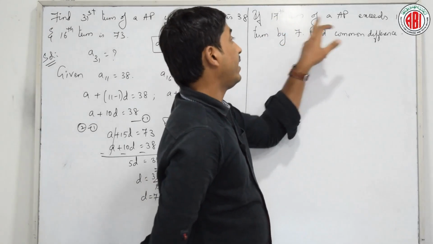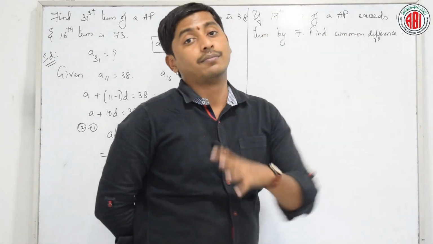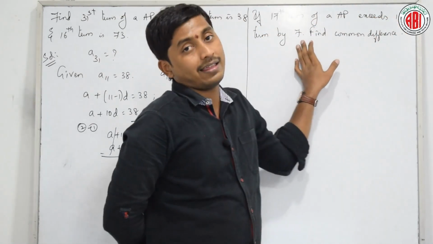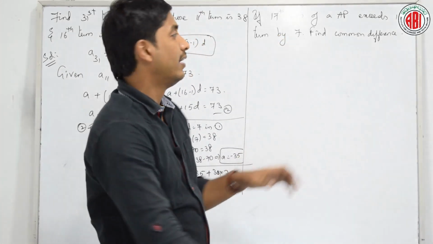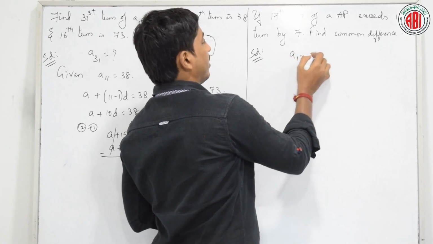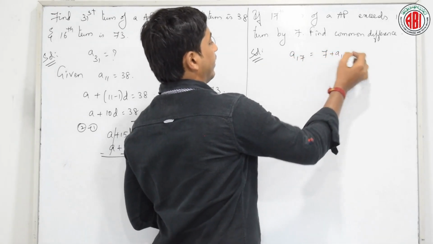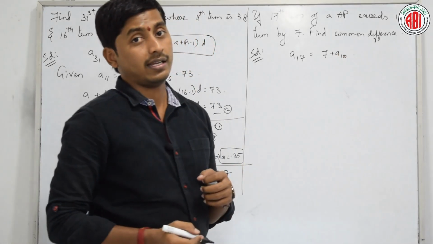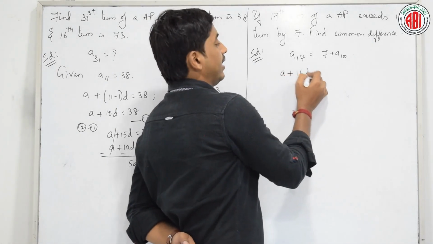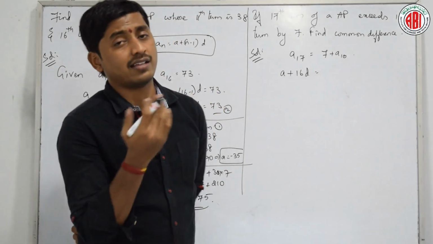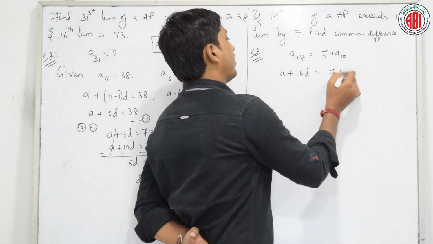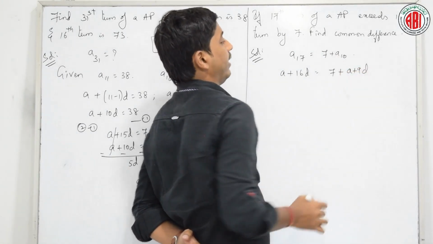He gave that the 17th term of an AP exceeds the 10th term by 7. That is, the 17th term is 7 more than the 10th term. What is the formula of the 17th term? a plus 16d. Just remember that from here, or else you can even write it as a plus 17 minus 1 into d. Everything is okay. Here 7 plus a10 is a plus 9d.